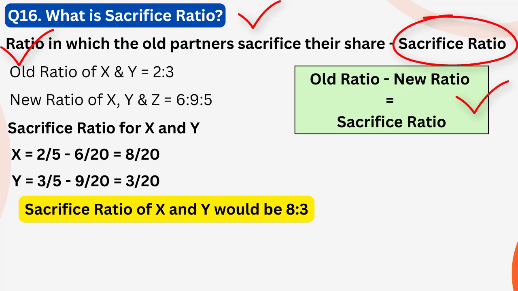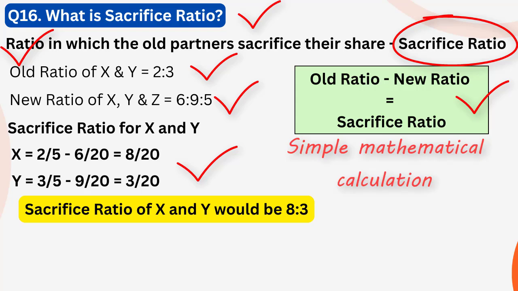Question number 15. We saw that X and Y's old ratio was 2:3 in that case, and on addition of Z, the new ratio was 6:9:5. What would be the sacrifice ratio of X and Y in this case? It would simply be, for X, 2/5 minus 6/20 is equal to 8/20. And for Y, it will be 3/20.